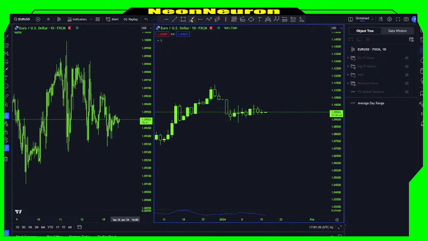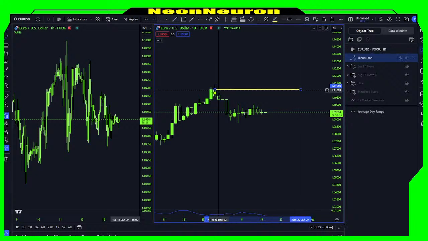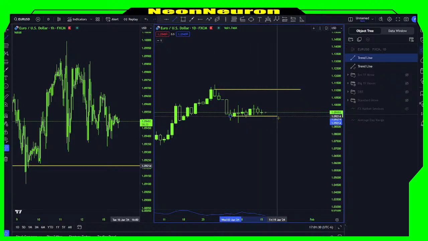Like, here's where the seller stepped in. At this point right here, seller stepped in and brought price down, but then the buyer stepped in at this point, stopped the price from going down, and here we have our support and resistance. That's how you get it. That's how we figure it out.